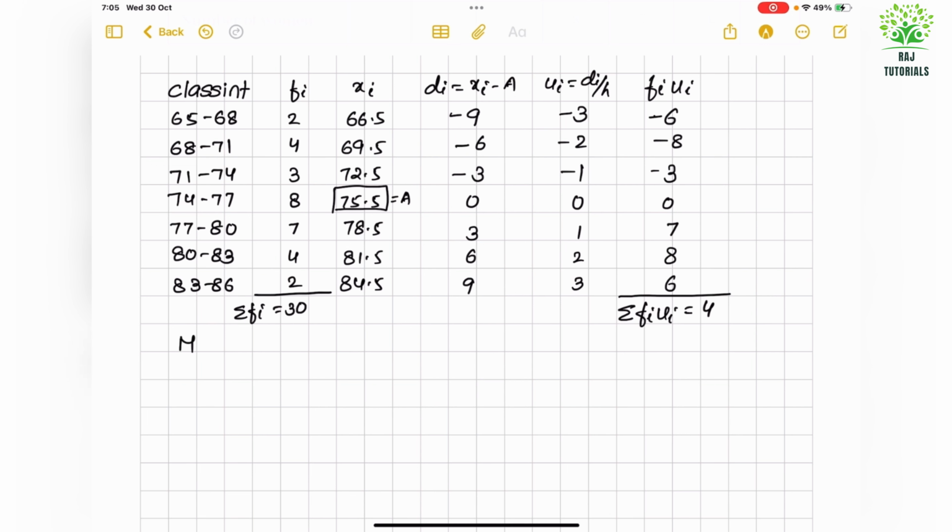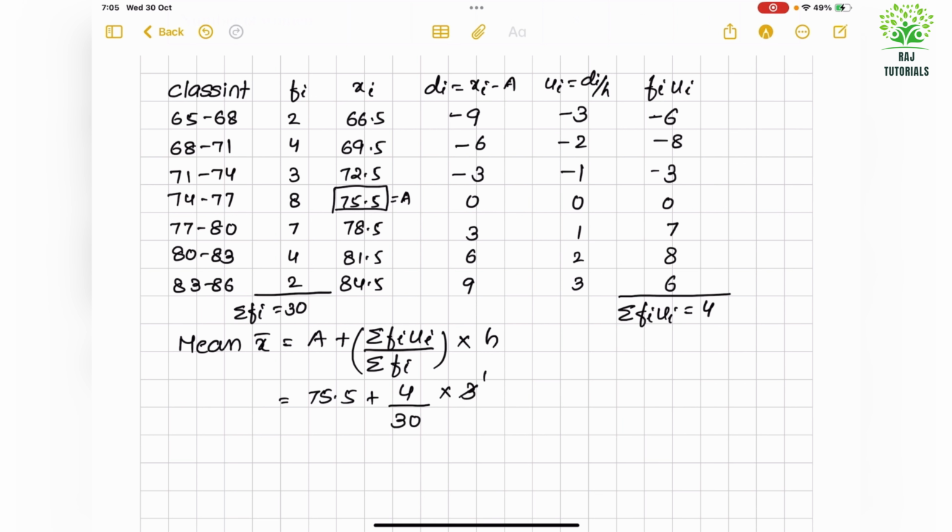So mean x bar equal to a plus sigma fi ui upon sigma fi into h. So a is 75.5 plus sigma fi ui is 4 upon this is 30 into 3. So 3 ones are 3, 3 tens are 30. So 4 divided by 10 is 0.4. So 75.5 plus 0.4. So that is 75.9.